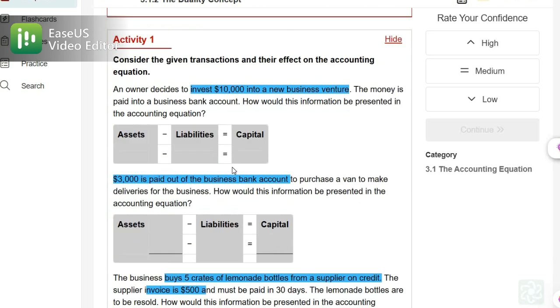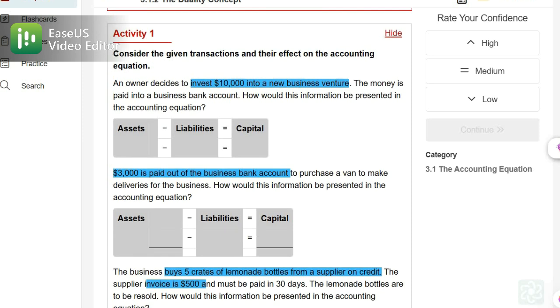Now let's move to the activity. Here is the activity. Activity number 1: an owner decided to invest 10,000 into a new business venture.